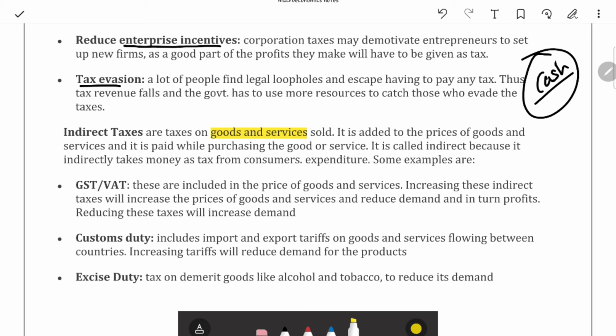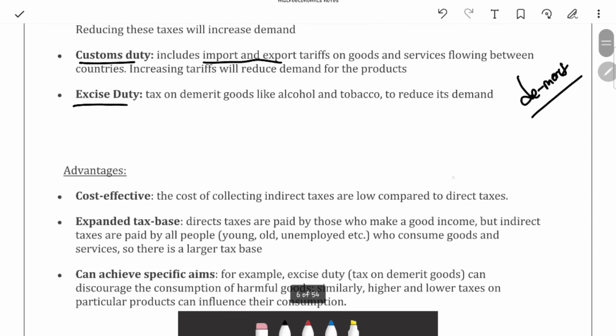We have three types of examples. The first one is GST and VAT. This is included in the price of goods and services, so there's tax on that good. The next one is customs duty. We had a look at this. This is for imports and exports. And then we have the excise duty, which is for demerit goods, which are basically harmful to society. So the government will put a tax on it so that you can discourage the consumption of them.